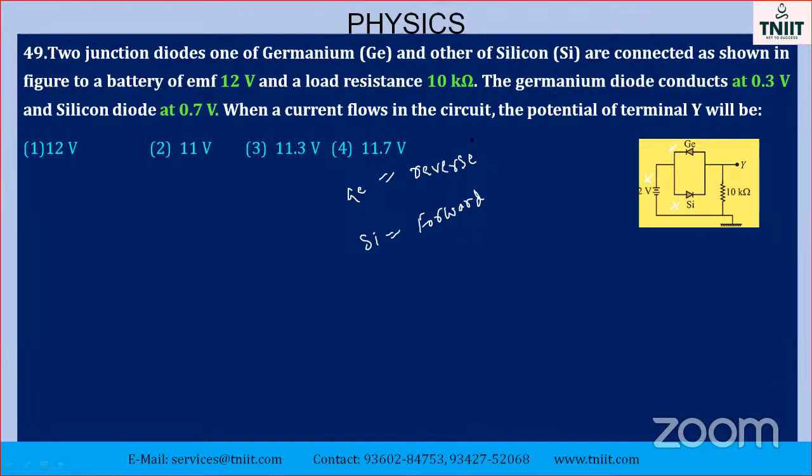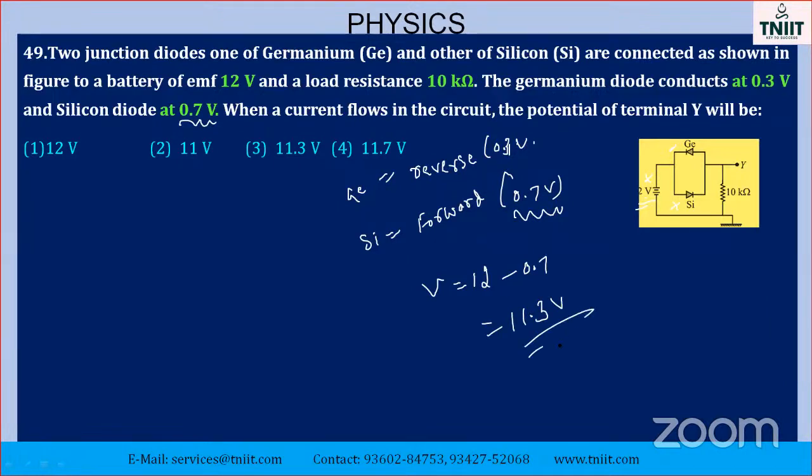So what is the potential drop across the diode? Silicon voltage is 0.7. For germanium it is 0.3. What is the applied voltage? 12 volt. Applied voltage is 12. But in order to work this, minimum you have to spend 0.7. So I am going to subtract 0.7. I am going to get 11.3 volt.